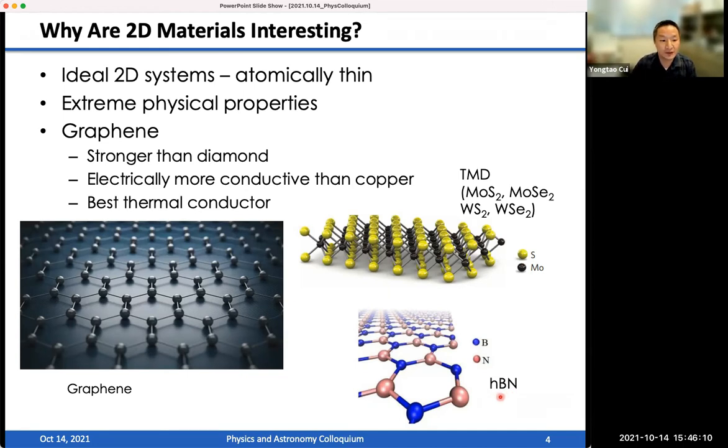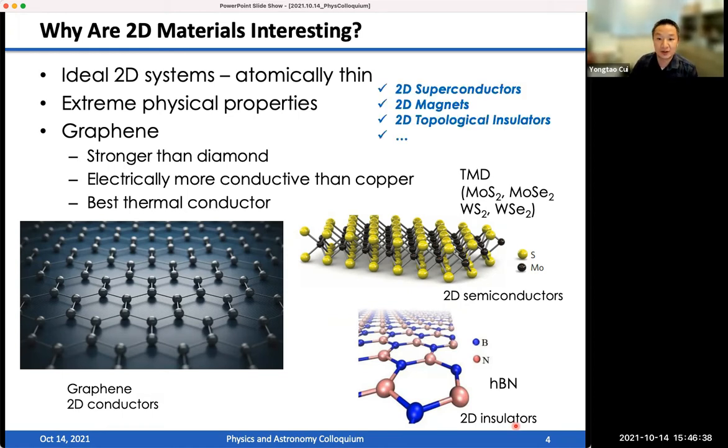And our research is primarily interested in the electronic properties of those 2D materials. And in that sense, we can say that graphene is a two-dimensional conductor. And for those TMD materials, they're actually two-dimensional semiconductors. And hexagonal boron nitride is an insulator. And there are a lot of other 2D materials that exhibit very novel electronic properties.